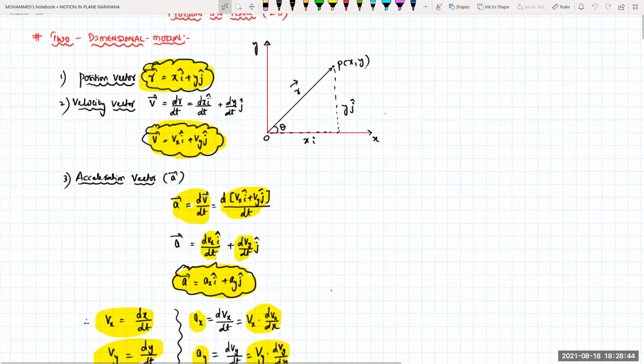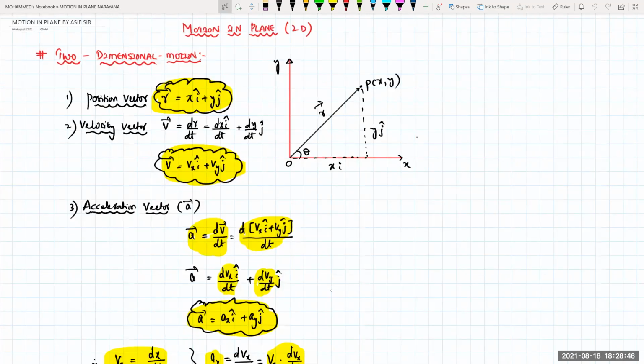Whenever we talk about motion in two dimensions, beta, the position vector can be represented by r bar is equals to x i cap plus y j cap. Now if I'm writing the velocity, v is equals to dr by dt. Differentiation of the position by time will give me velocity. So it is dx by dt plus dy by dt.